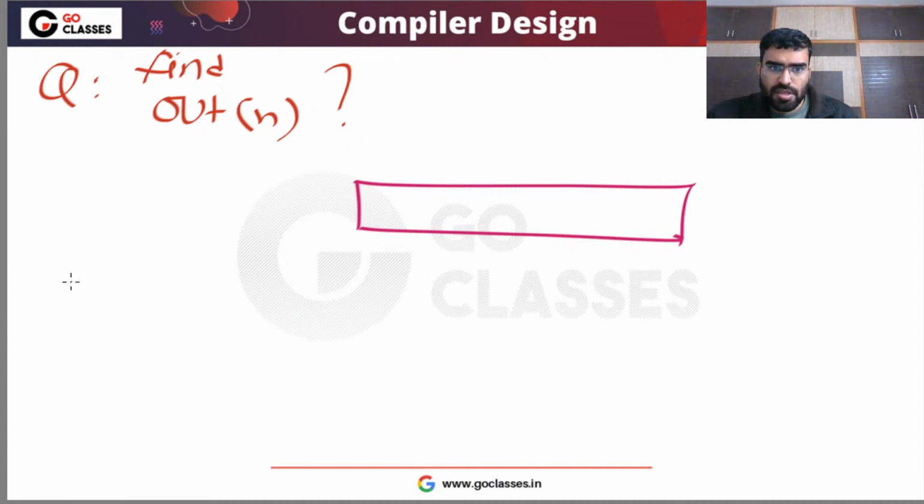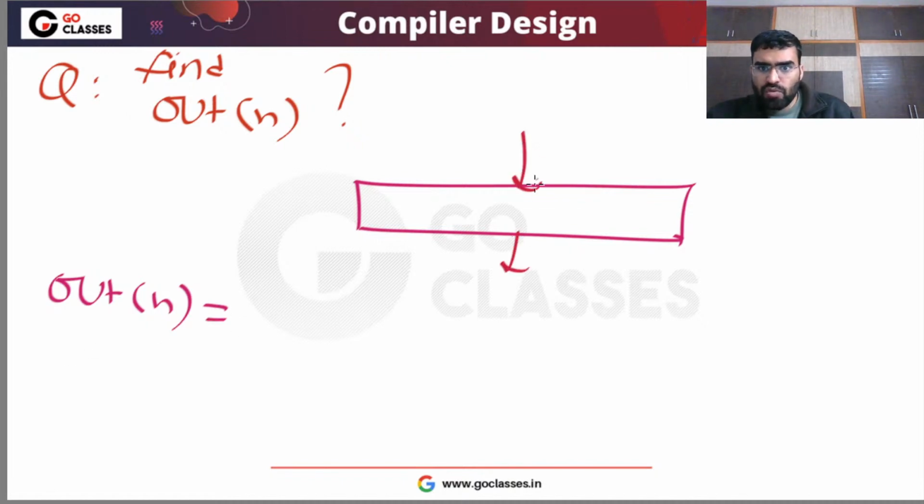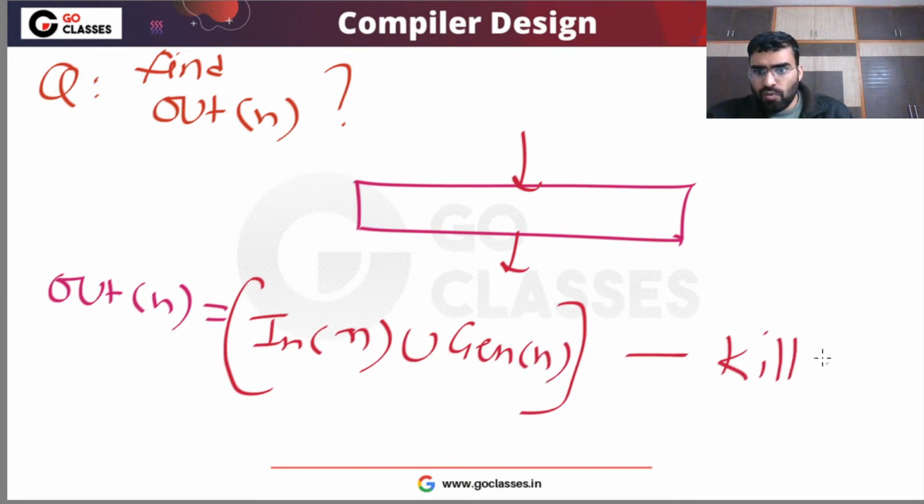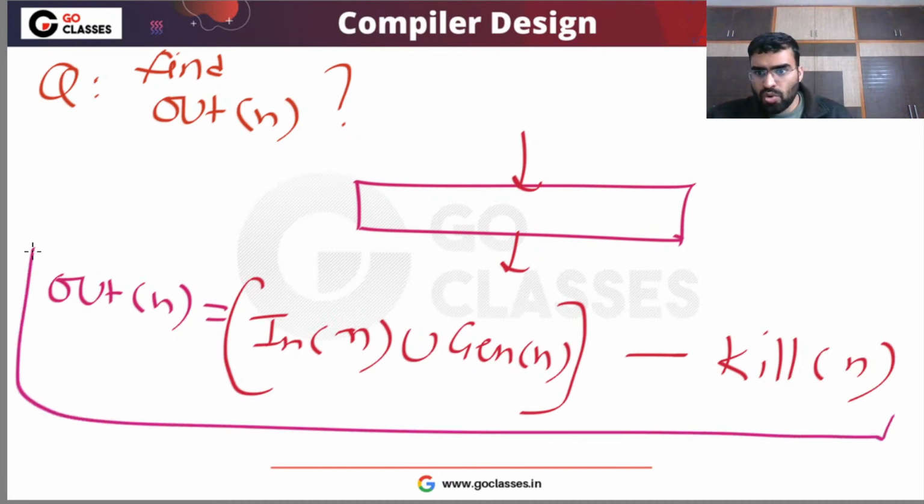So what is that? Out of n, very simple. First you generate and then you kill. At last you have to kill. So first what you will do? In of n, what is coming? Union with what is generated. And then finally you kill what are killed. So this is your out of n.